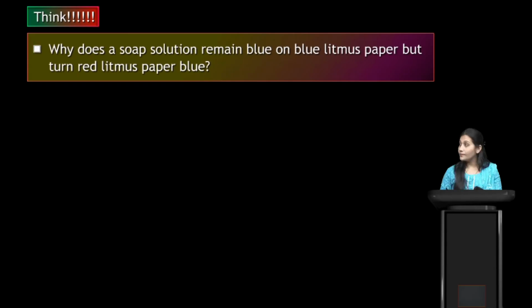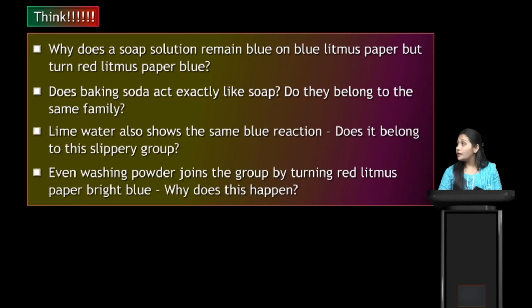So next is "Given Think". Why does soap solution remain blue on blue litmus paper but turn red litmus paper blue? So it is given that you need to think about why this soap solution remains blue on the blue litmus paper but changes the red litmus paper to blue. Okay, you should think about that one.